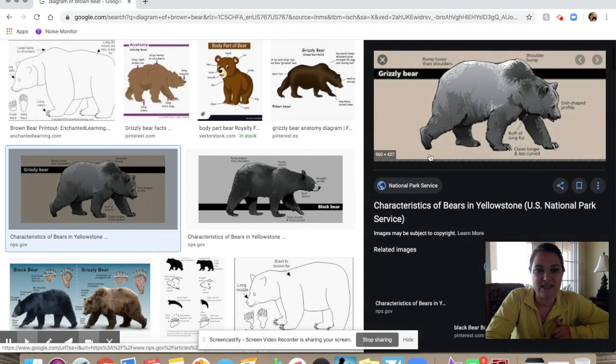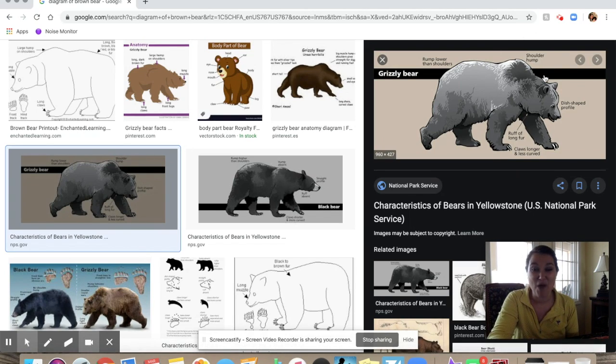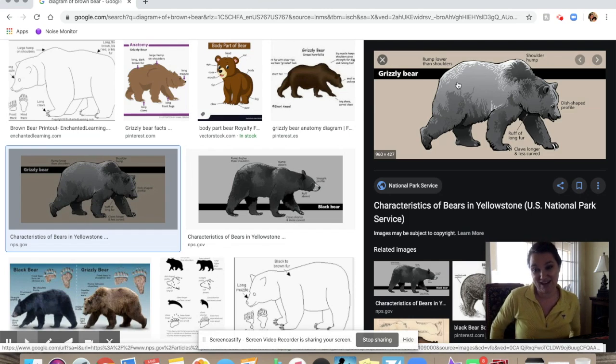I am going to click on this one because it looks pretty good. I've seen this shoulder hump on a lot of my research and my pictures that I've been looking at, and I've been a little bit confused about it. So very interesting that it's a part of the bear. It says it's got a dish-shaped profile, a ruff of long fur, claws longer and less curved, and rump lower than the shoulder. So that means its booty is like below its shoulders.